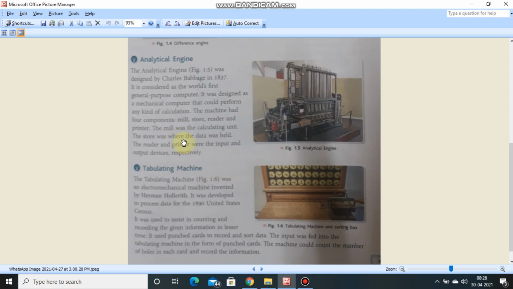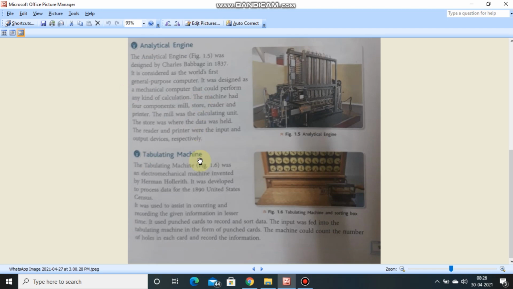So these different units were attached and performed different functions so that this machine, the analytical engine, can perform all general purpose calculations and become the world's first general purpose computer.